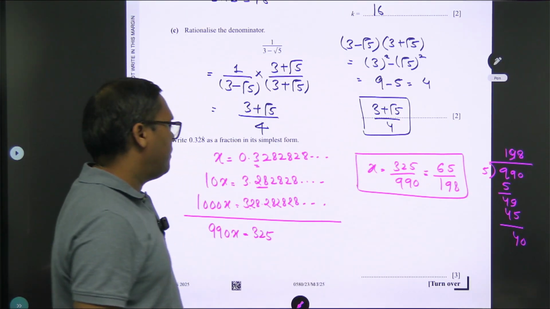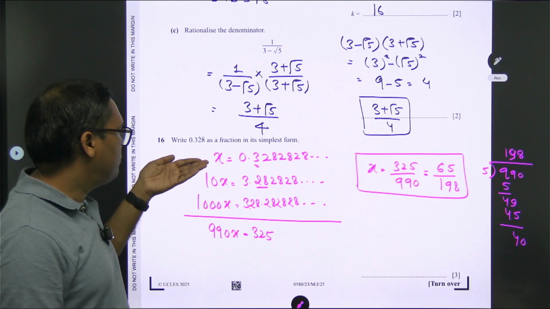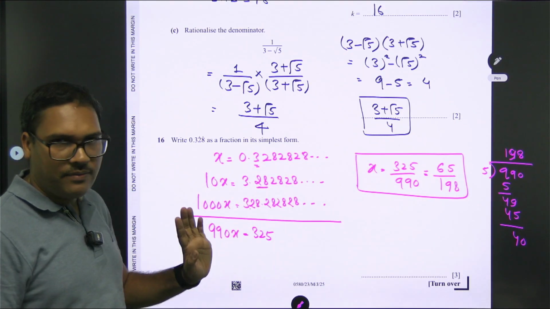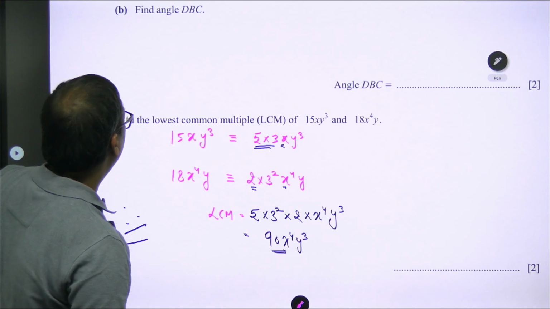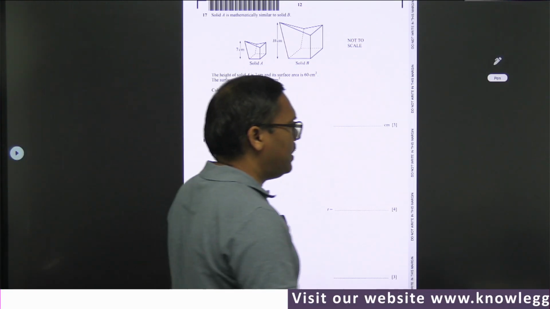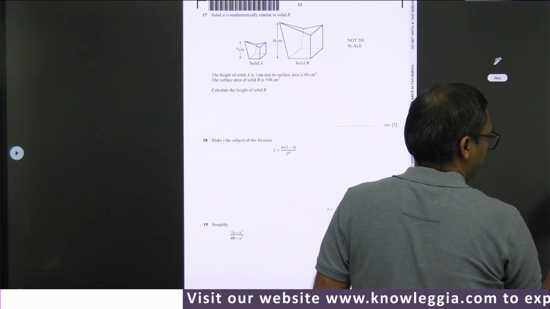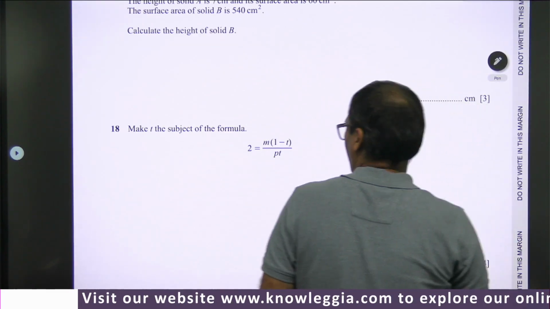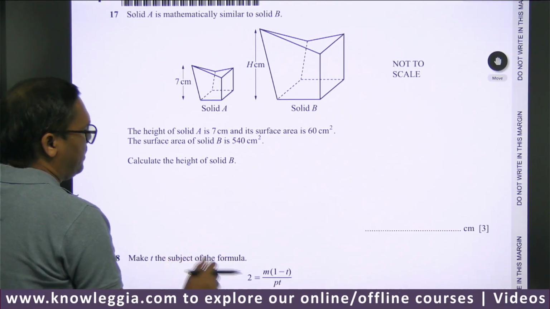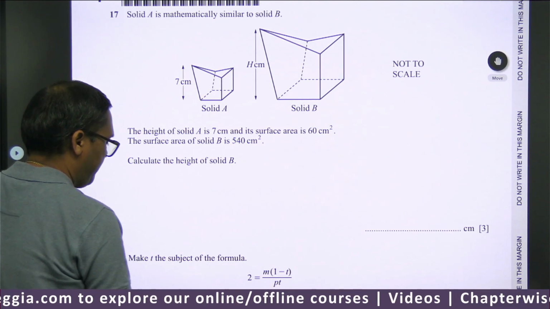Okay, this is one very standard question, how to write the recurring decimal as a fraction. This is how we can approach this question. Okay. So now let's move to the next one. Now the next question is on similarity, not symmetry.